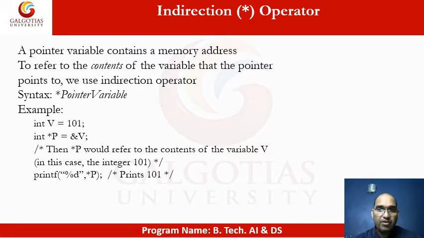Because if we print the value of p only, then it will give you the address of v. But if we write *p, then it will give the value of the variable whose address is stored inside p. So if I write printf("%d", *p), it will print 101, because p contains the address of v, and when we put * before p, it will print the value which is at address v. So the value at address v is 101.